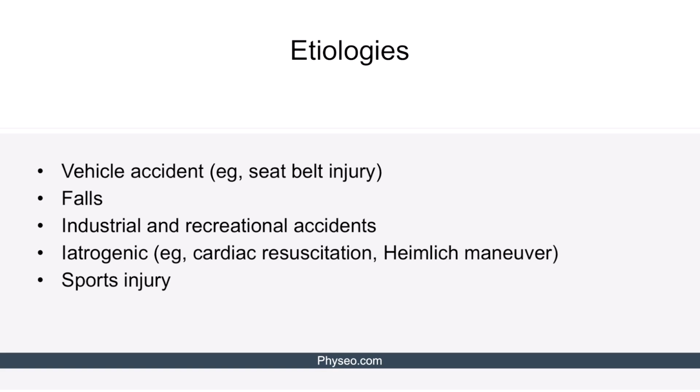Some of the common causes of blunt abdominal trauma are vehicle accidents resulting in deceleration injuries such as seatbelt injuries. The portion of the seatbelt that crosses the lap can create a significant force on the abdomen, leading to internal organ damage, hematomas, bruising, or internal bleeding. Other causes include falls, industrial and recreational accidents, iatrogenic trauma due to compressions during cardiac resuscitation, or the Heimlich maneuver, or a sports injury such as direct trauma during tackles or other sudden forceful contact.